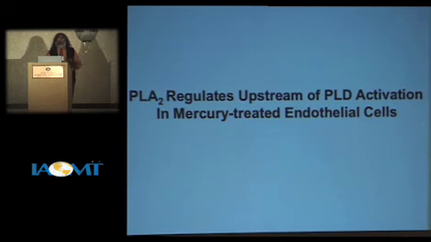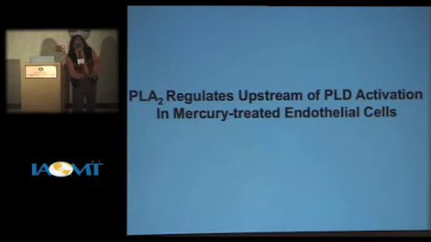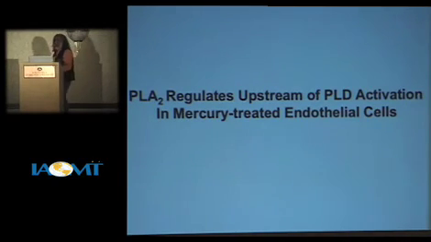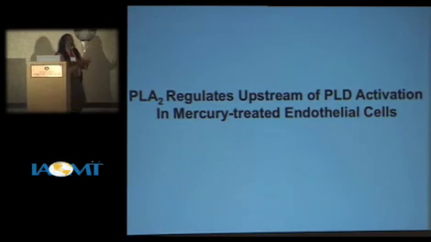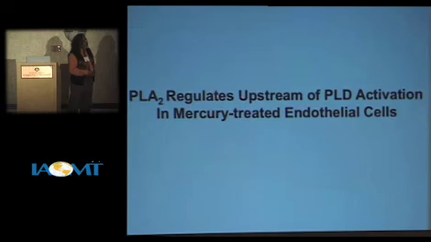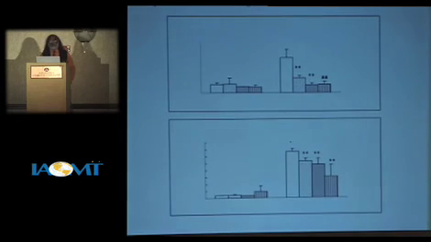So the thing is, the phospholipase A2 is activated by methylmercury. Phospholipase D is activated by methylmercury. So what is the connection? And both are linked in cytotoxicity. So which one comes first? So we looked at whether phospholipase A2 probably regulates upstream of PLD activation in mercury-treated endothelial cells. Let me quickly show that.